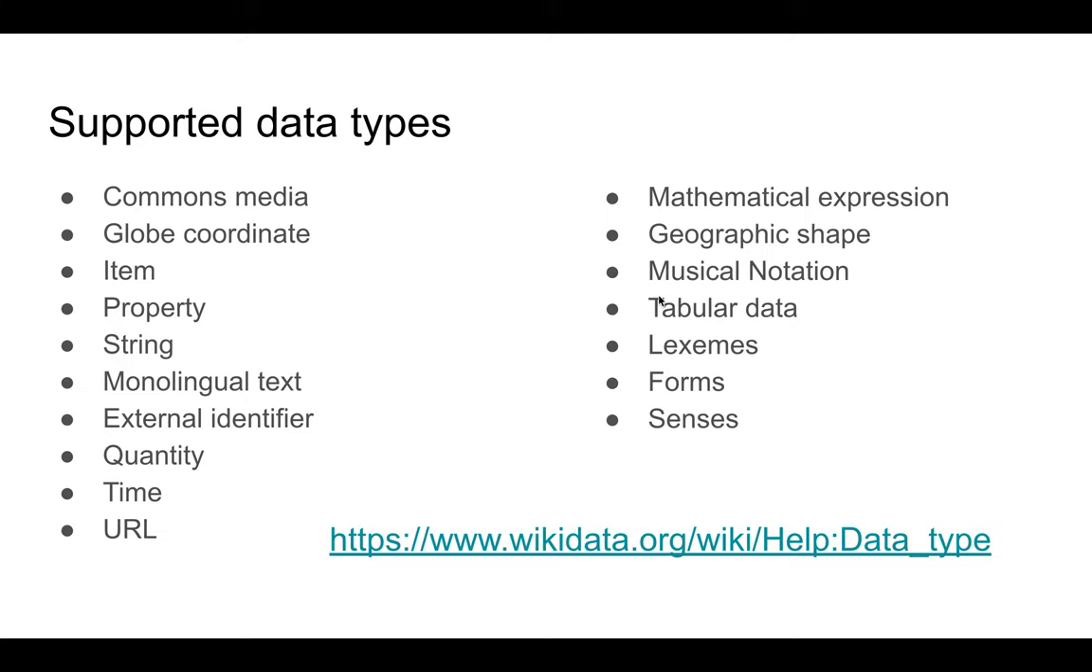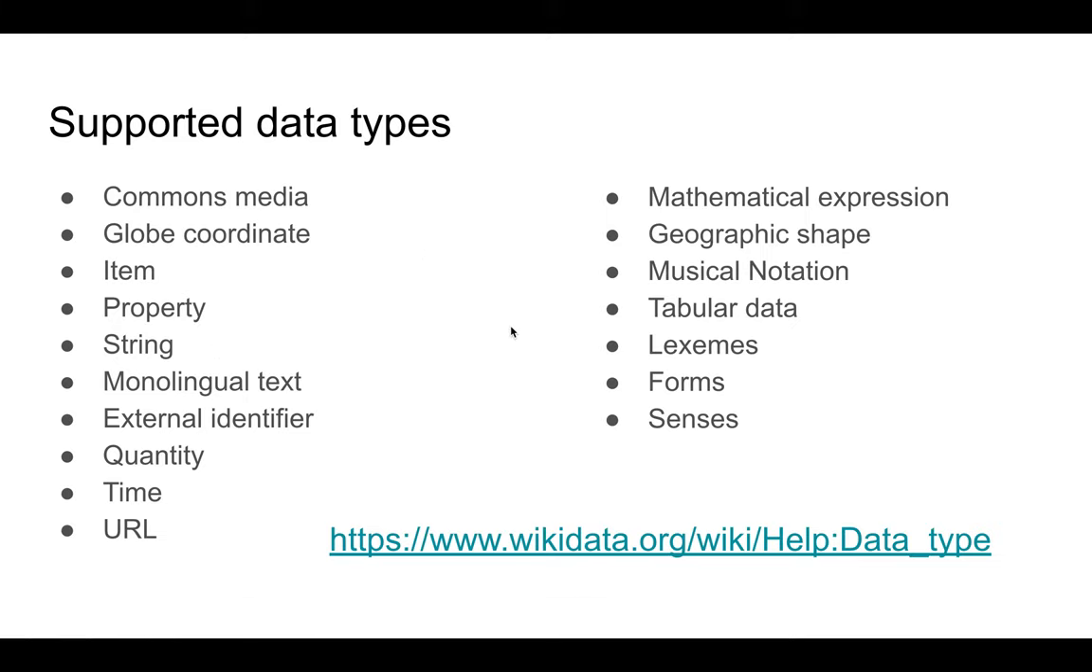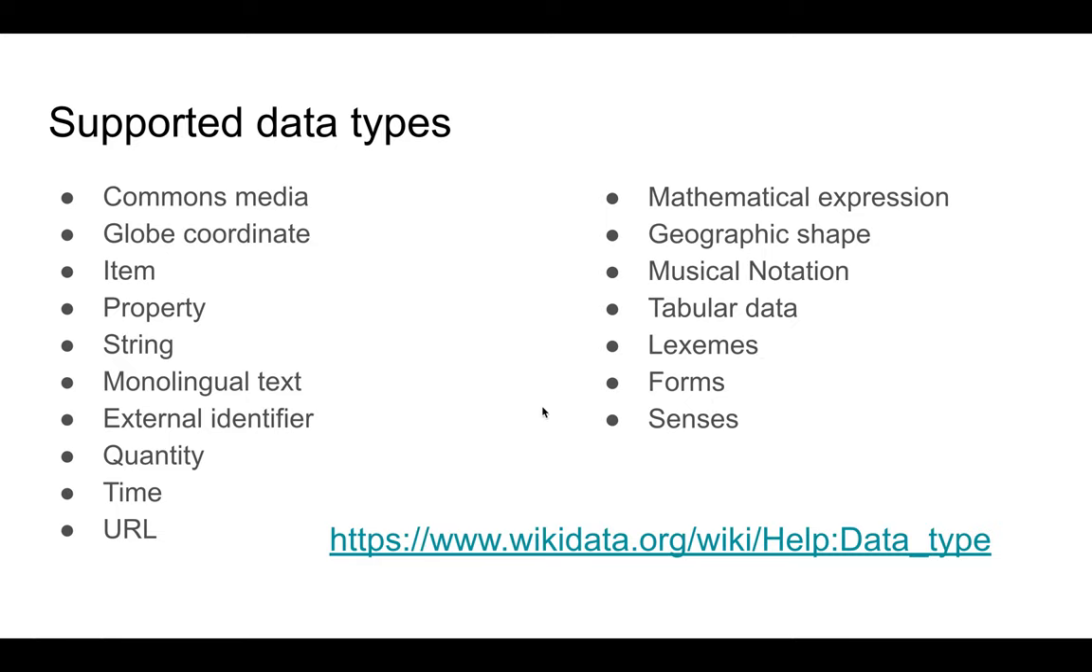The supported data types for the something else, like item, property, something else statements, are these ones that are listed here, and the number of supported data types is continuously growing. So you can have media files, one item can link to another item, one item can link to another property. You have strings in one or multiple languages, you can have identifiers and so on, tabular data and linguistic data as well.